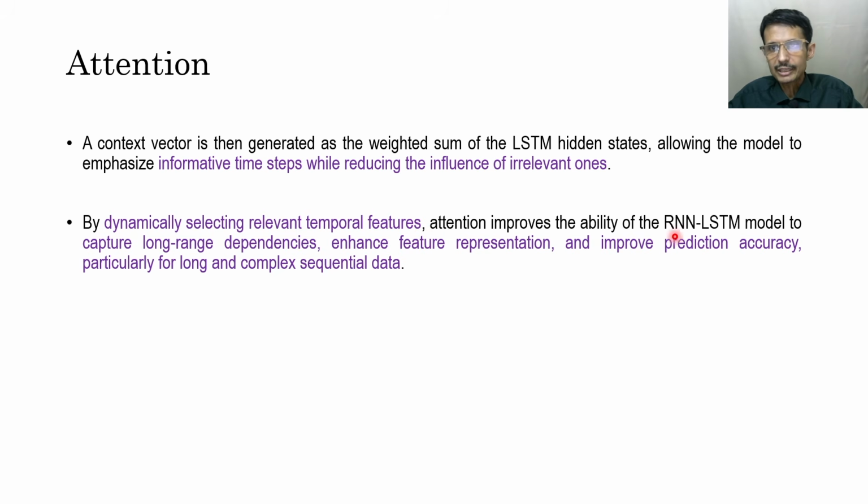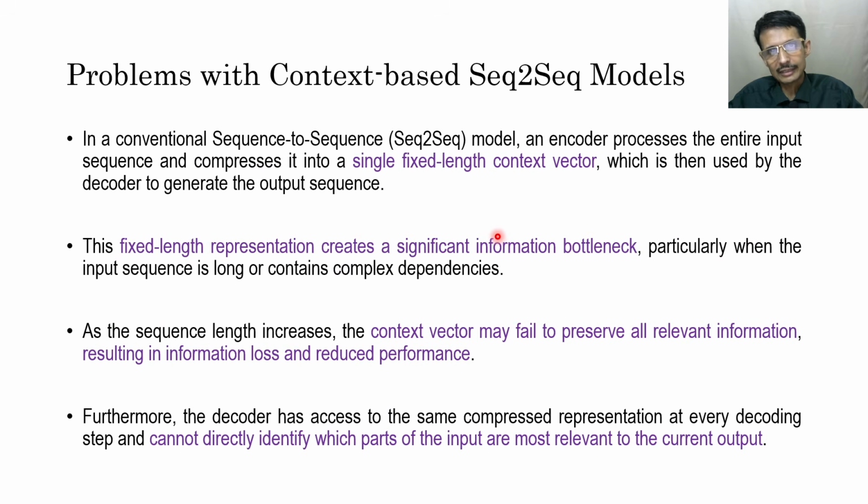Attention improves the ability of the RNN-LSTM model to capture long-term dependencies more efficiently, enhance the feature representation, and improve prediction accuracy, particularly for long and complex sequential data. So this is the basic advantage of the attention-based sequence-to-sequence model over the context-based sequence-to-sequence model. Okay. Now we try to understand what the problem of the context-based model is once again.